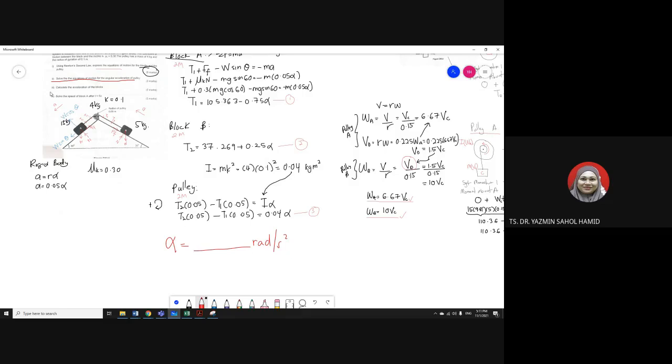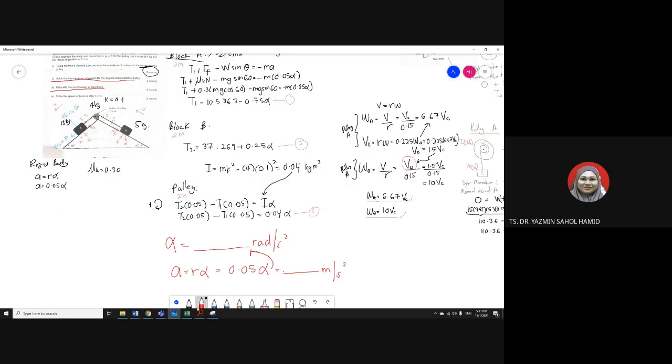And then for the next question, calculate the acceleration of the block. To calculate the acceleration of the block is very simple. Acceleration is r alpha. We know the radius is 0.05, so all we need to do is multiply by the alpha that we get. And then we can get the acceleration. The answer will be in meter per second squared.